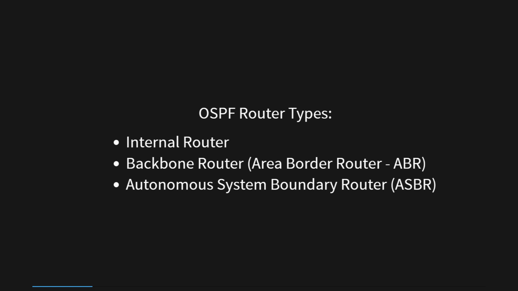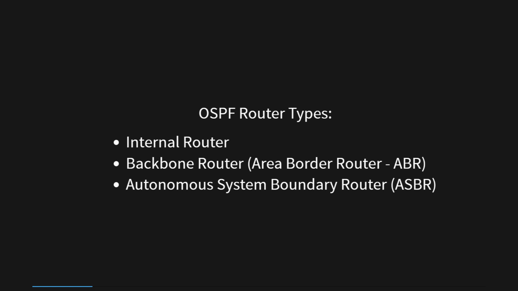2. Backbone router, or Area Border Router, ABR. A backbone router, commonly known as an area border router, ABR, acts as a pivotal point connecting multiple OSPF areas. Its primary responsibility involves maintaining and facilitating the exchange of routing information among these interconnected areas.